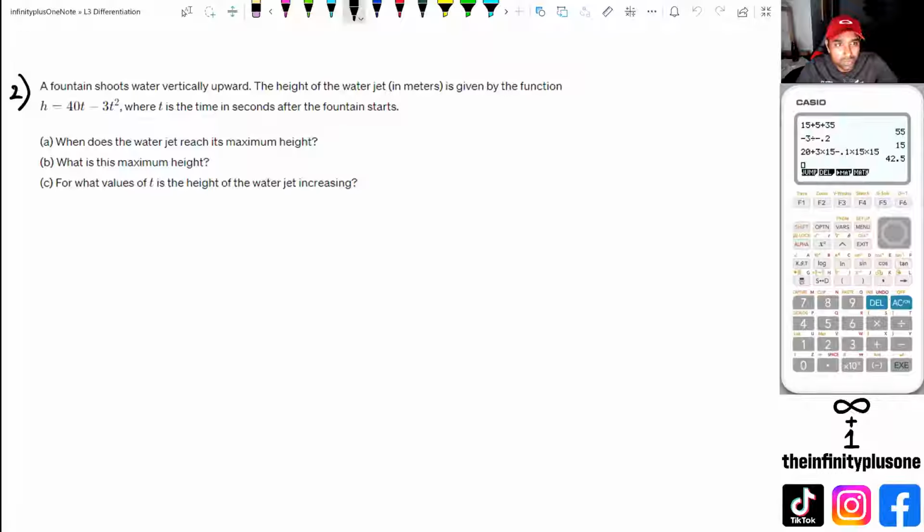So have a go with question number 2. When does the water jet reach its maximum height, and what is the maximum height, and then for what values of t is the water jet actually increasing? So this is just a little reminder of what we learned on Tuesday, as well as combining it with a word problem. All right, let's have a look at the next one. While you guys do this one, I'll try and work on the next one.